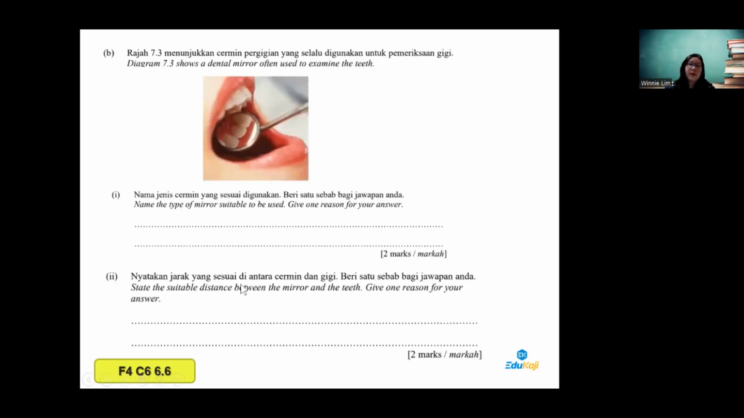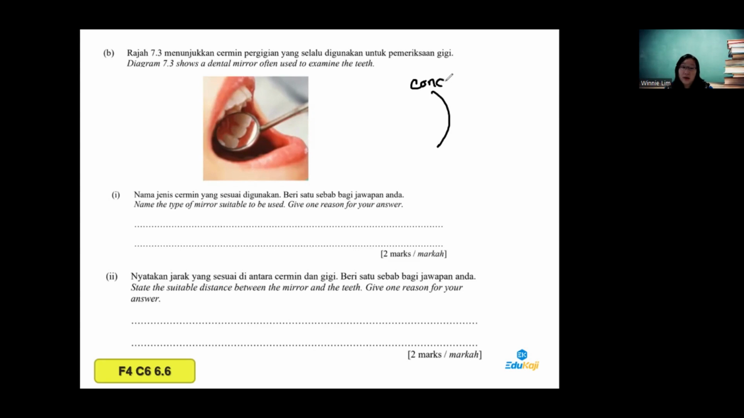So move on. Next, diagram 7.3 shows a dental mirror often used to examine the teeth. Name the type of mirror suitable to be used and give one reason for your answer. So the mirror used by dentists and also makeup mirrors are a similar idea. You want to magnify, agree? That's why you use it, or else you don't need those mirrors. And then they're also supposed to be upright.